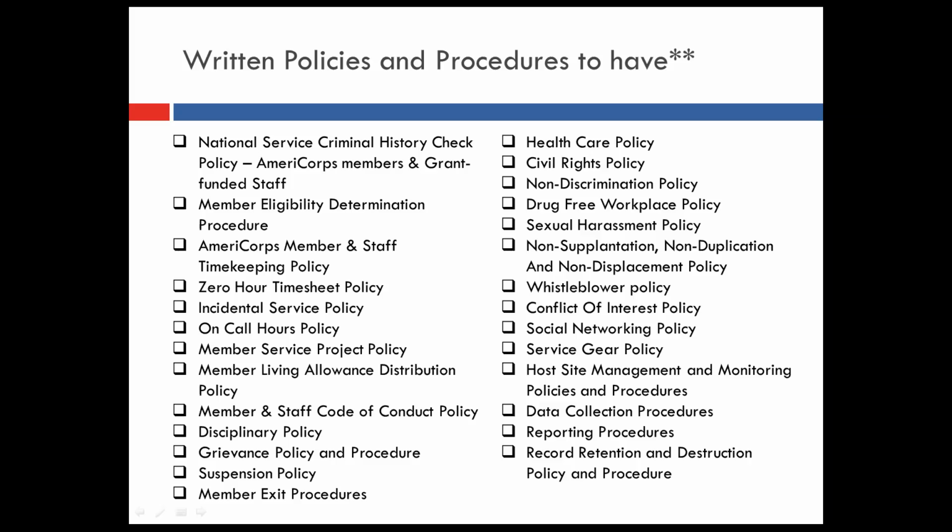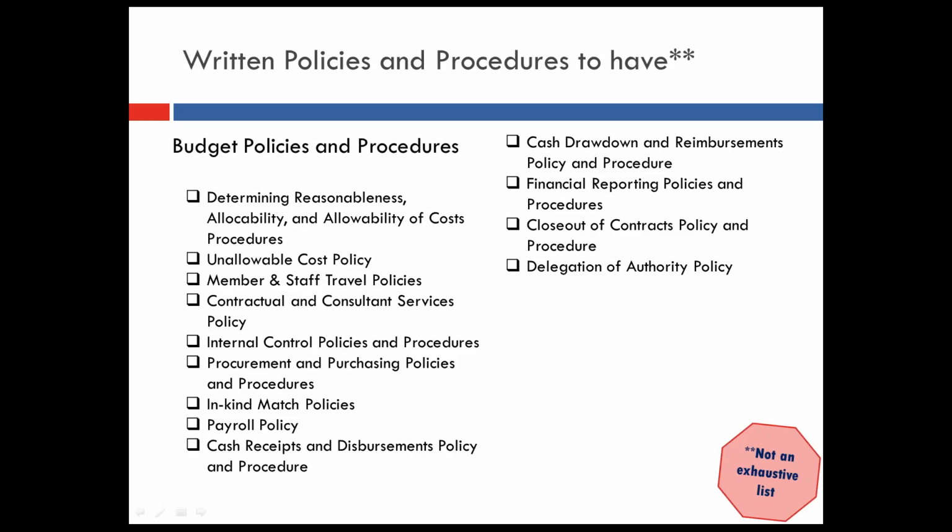So these are the programmatic policies and procedures. Again, I will send this out in paper. I'm not going to read through all of these. Okay. And then also the written policies and procedures for budget practices. This is a big one. Depending on your agency, this may look very different.